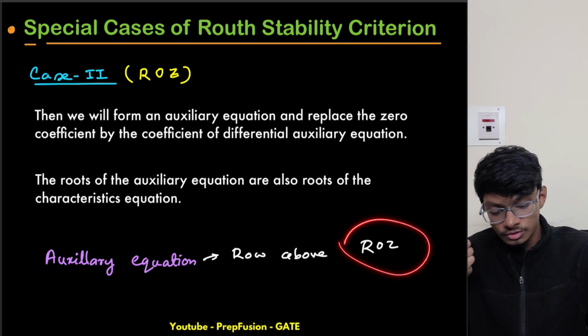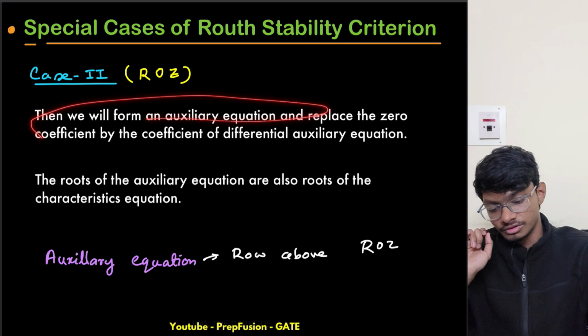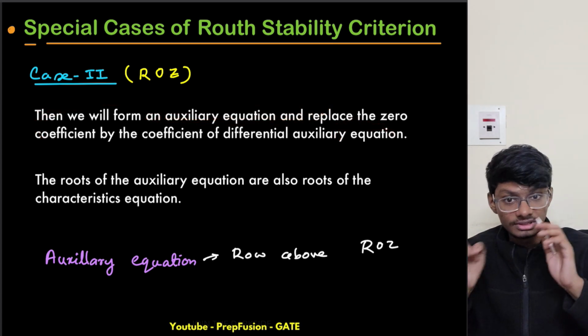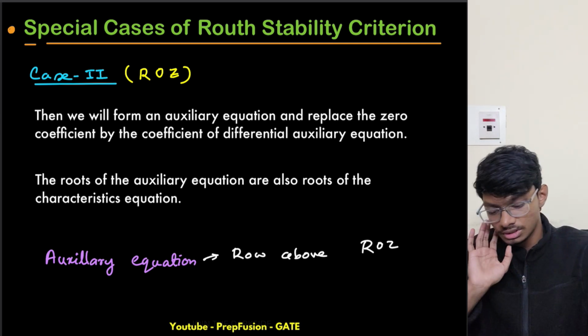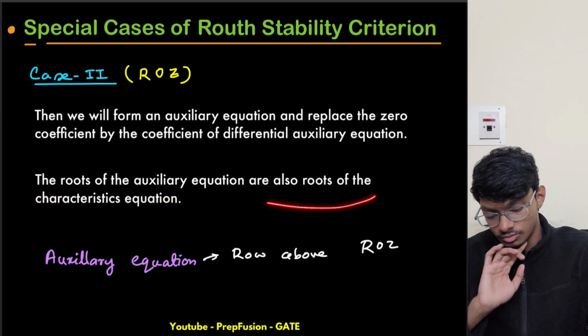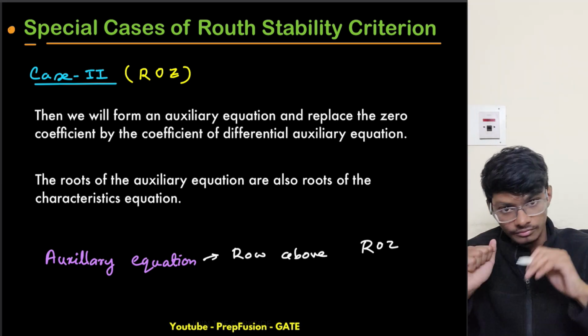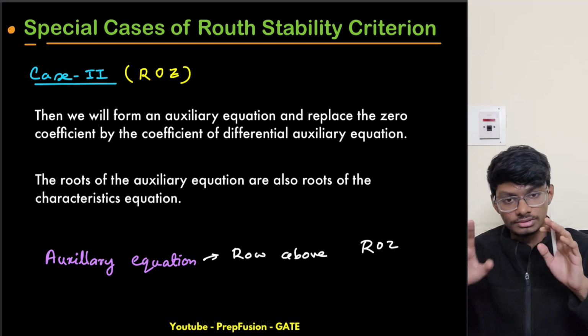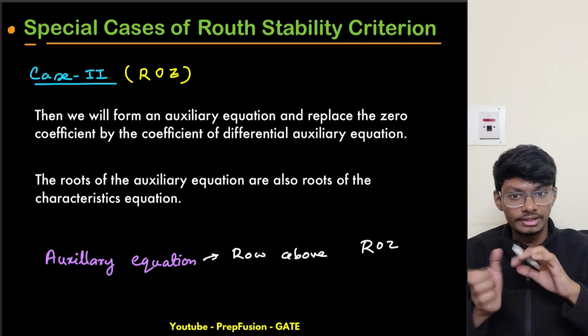So that row of 0, the coefficients will be formed using the auxiliary equation. We'll replace the 0 coefficient by the coefficient of the differential auxiliary equation. What do we mean by all this? Once you solve a question, we'll understand. Okay, and the roots of the auxiliary equation are also the roots of the characteristic equation. This also, once we solve, we'll understand. If you don't understand, no worry, just keep this in your mind. This will come in handy at a later stage.